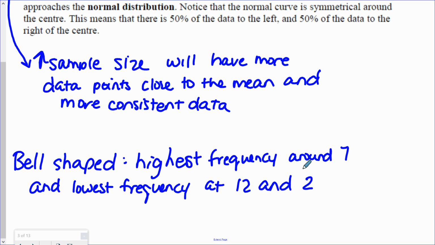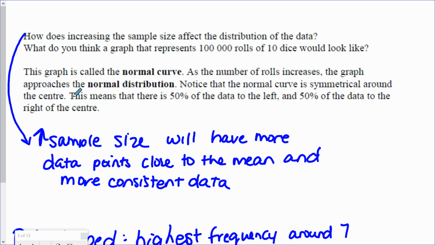As it says there, I don't know if I copied this. Oh no, it's up here. So this graph is called the normal curve. As the number of rolls increases, the graph approaches the normal distribution.